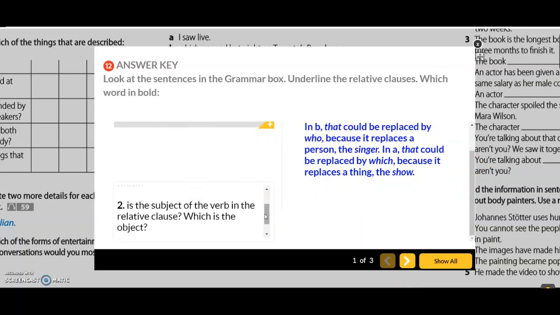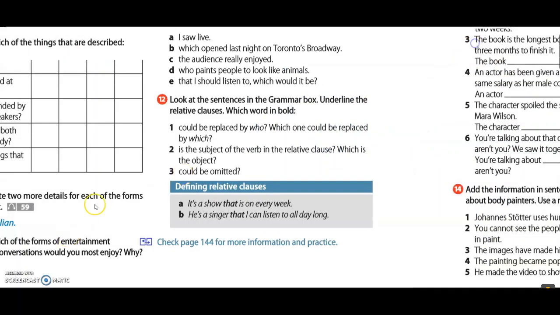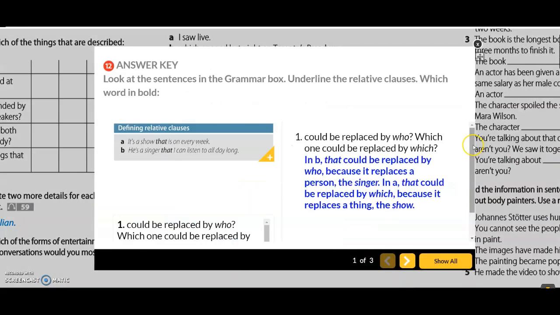Is the subject of the verb in the relative clause, which is the object, and number 3 could be omitted. So you guys write them here. If you want, just write them next to the exercise, and then we will check the correct answer. So pause the video now.